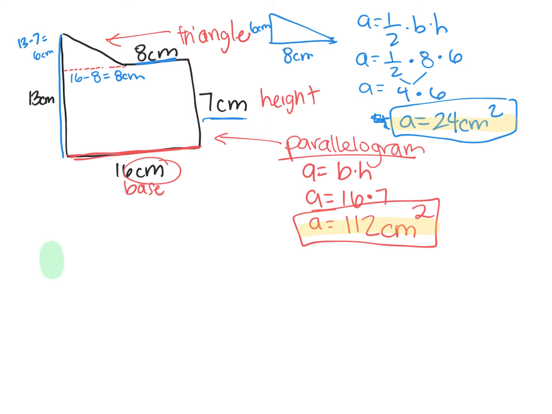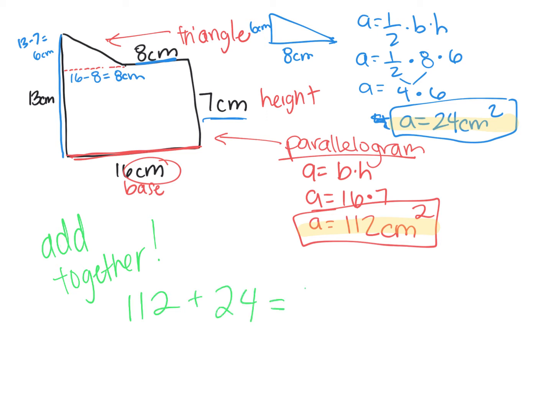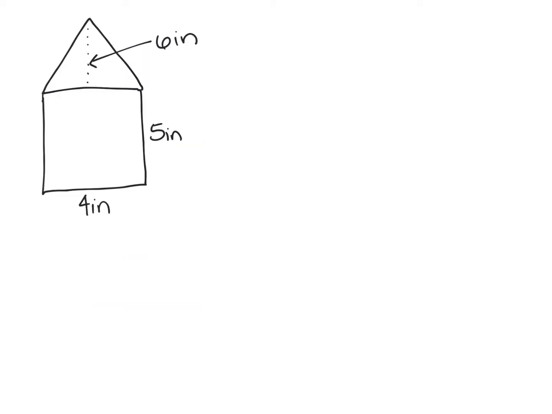My final step is that I need to add these two values together to find the area of my entire polygon. So I'm going to take 112 plus 24 and get a final answer of 136 centimeters squared. And this is the area of the entire polygon. So that would be my final answer for this problem. Let's try another. In this problem, I have another parallelogram and I have a triangle sitting on top.